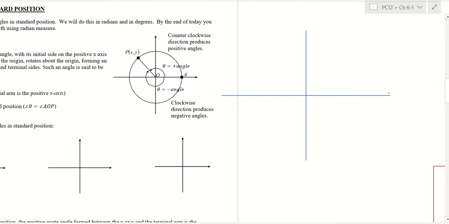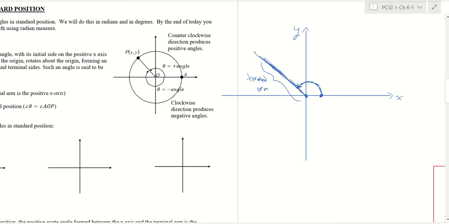So if we have an x and a y axis, an angle in standard position really just means we are drawing angles starting on the x-axis and then rotating counterclockwise. So we are rotating in a particular direction. And if we stop at some point, we usually call this point that we stop the terminal arm. So if we connect the origin to this point that we stop and then just keep going, this is really what we call the terminal arm.